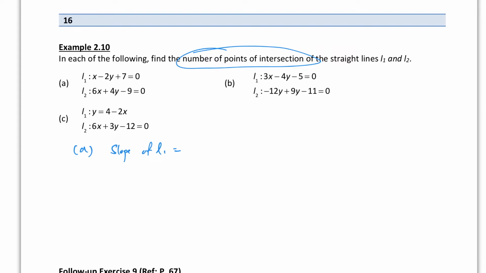The slope of L1 is equal to, make y the subject. I can add 2y on both sides and then divide by 2. So the slope of L1 is equal to 1 over 2, which is the coefficient of x. How about the slope of L2? Same idea, minus 4y on both sides and divide by 4. So it is equal to 3 over 2, which is not equal to 1 over 2. So they have one intersection point.